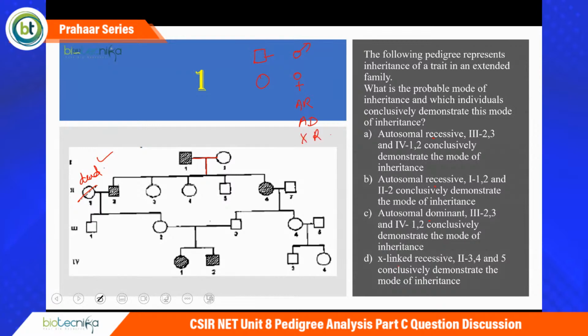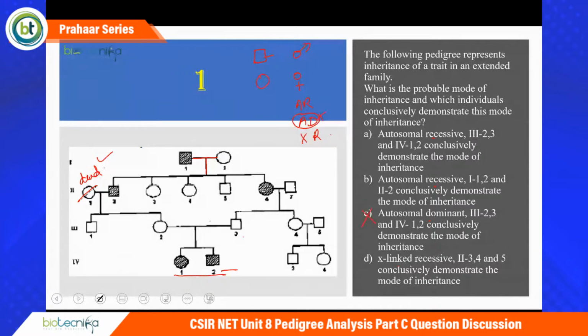Now let's check for autosomal dominant. What is the feature of autosomal dominant? Every affected individual will have at least one affected parent. But this is not true in this situation, because these 2 individuals are affected, but none of their parents are affected. So autosomal dominant, not possible.